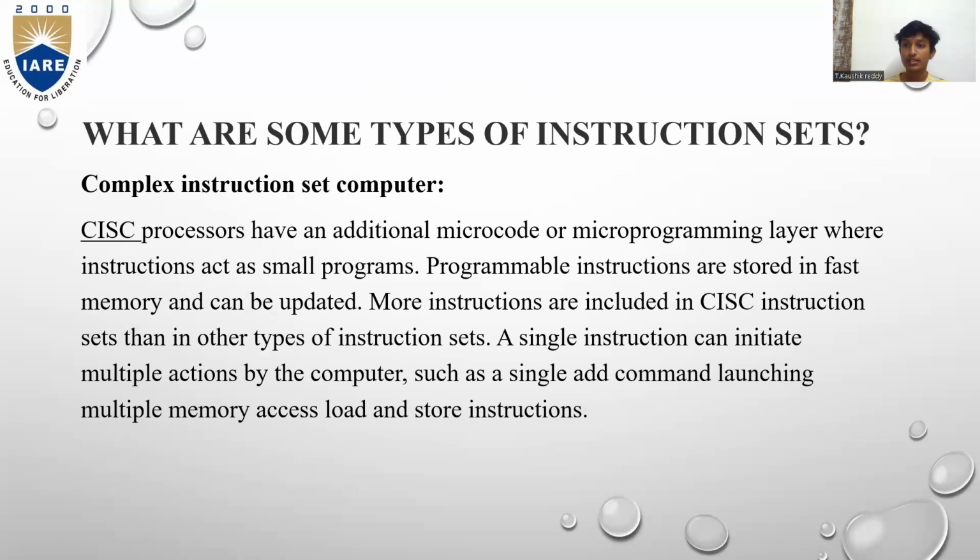What are some types of instruction sets? So there are some types of instruction sets. The first one is complex instruction set computer, CISC. Processors have an additional microcode or microprogramming layer where instructions act as small programs. Programmable instructions are stored in fast memory and can be updated. More instructions are included in CISC instruction sets than in other types of instruction sets. A single instruction can initiate multiple actions by the computer, such as a single command launching multiple memory access, load, and store instructions.